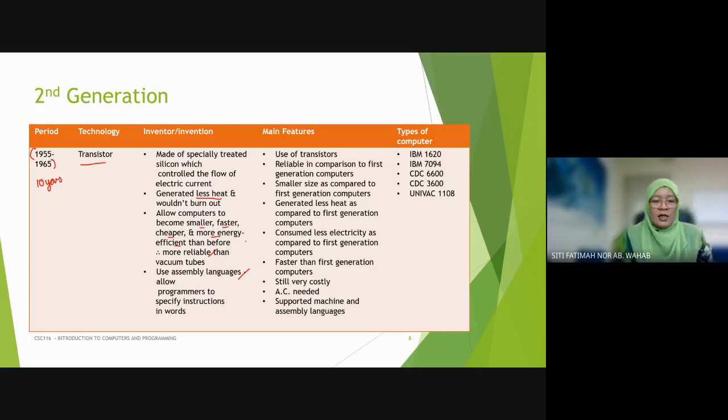So you learn assembly language in CSC159. So what are the main features of the second generation computers? It uses transistors. It is reliable in comparison to the first.